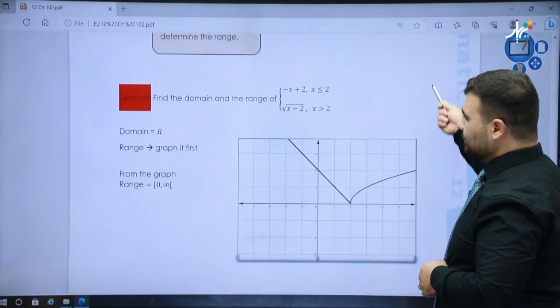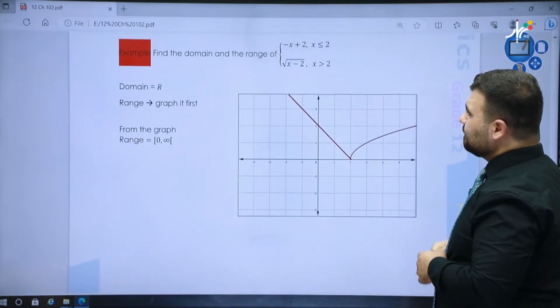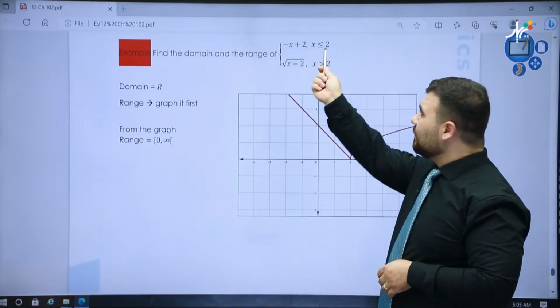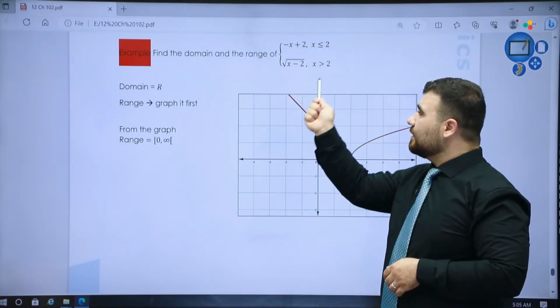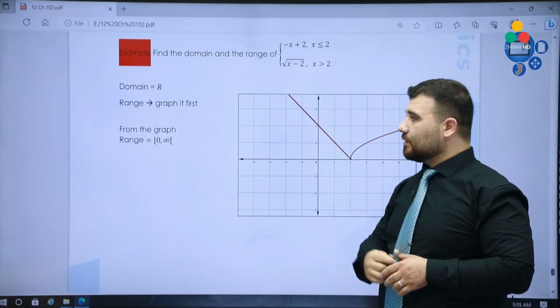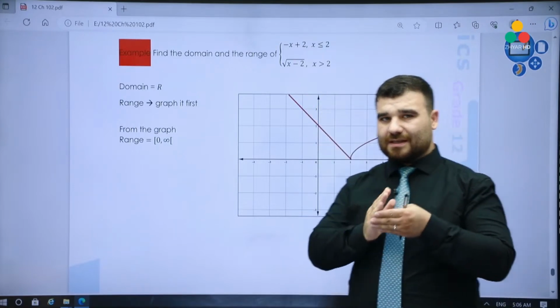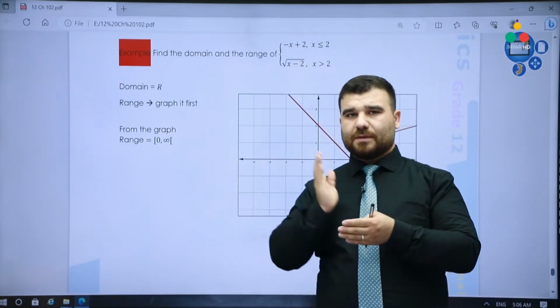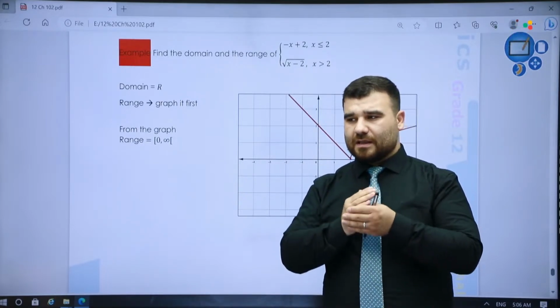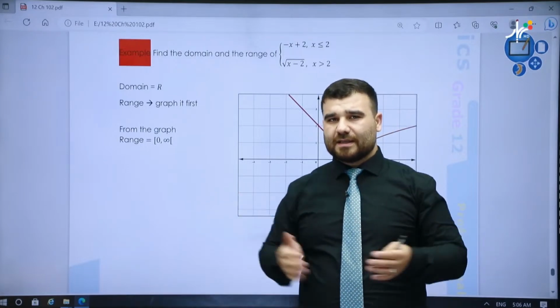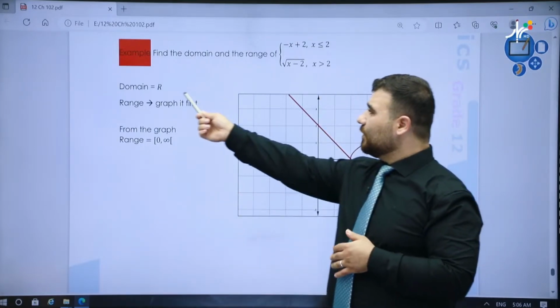Let's explain them. Domain is every number that is 2 or less than 2 in this side. In this side is every number that is more than 2. Numbers that are less than 2, numbers that are more than 2, and the 2 itself together, they cover the whole real numbers. This makes the domain to be all real numbers.